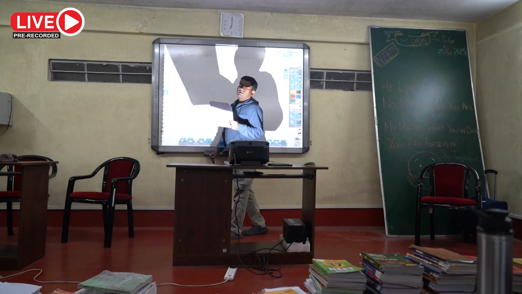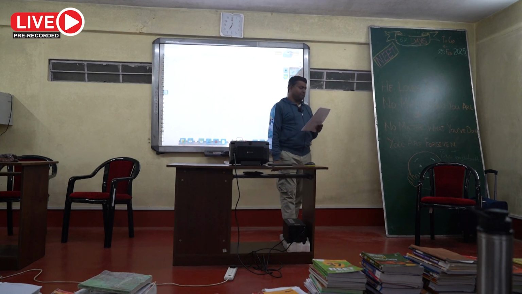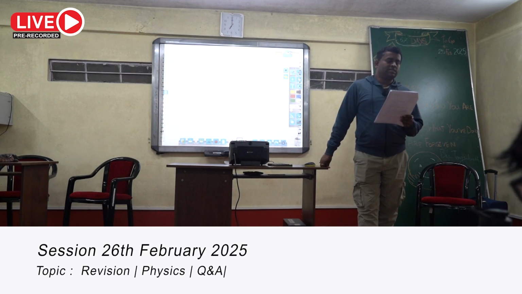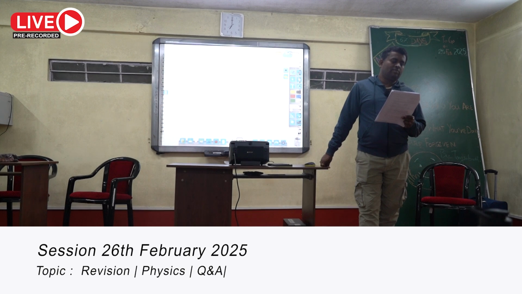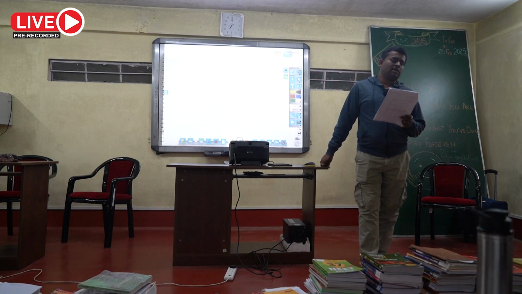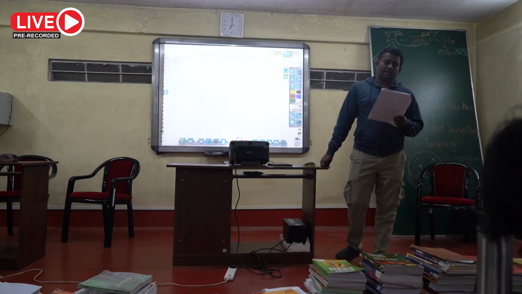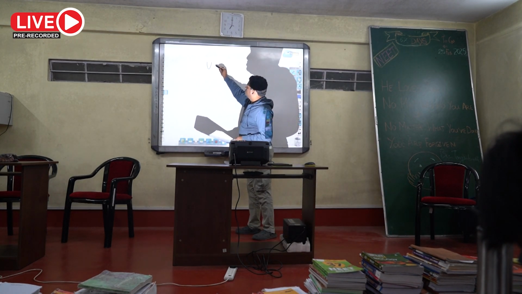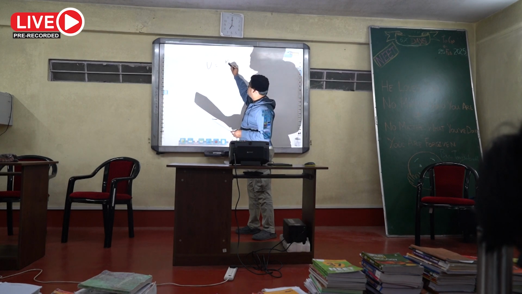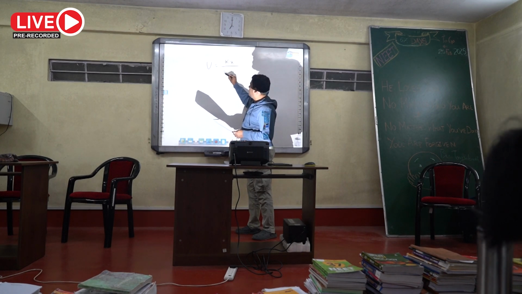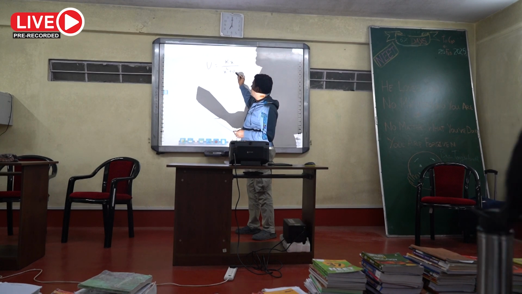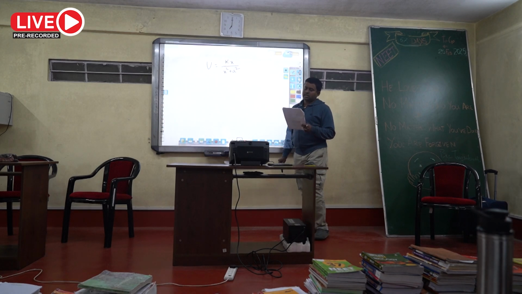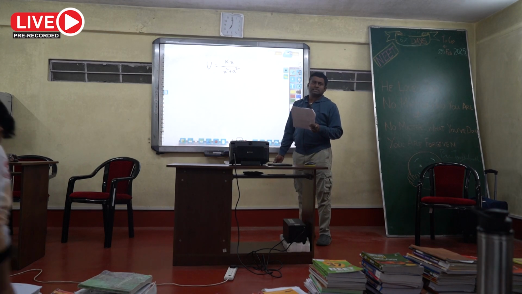First question: a certain body of mass M moves under the action of a conservative force with potential energy U given by U equal to kx by x square plus a square. Here x is distance and a is amplitude, which means both have the same unit.